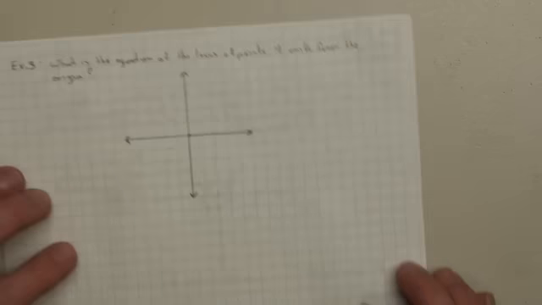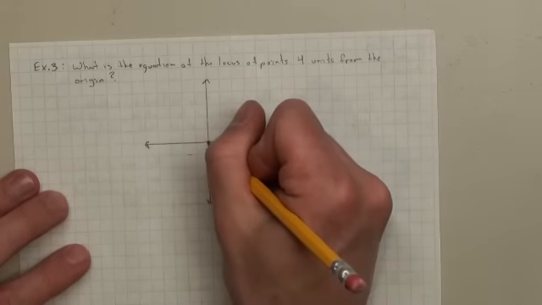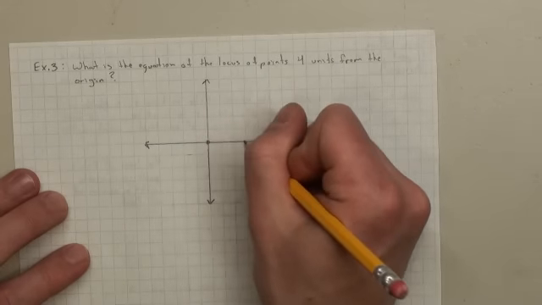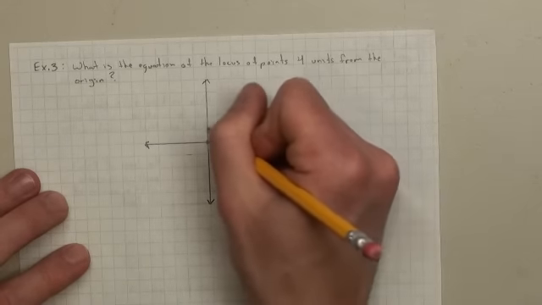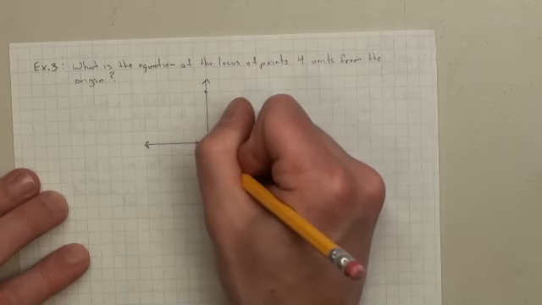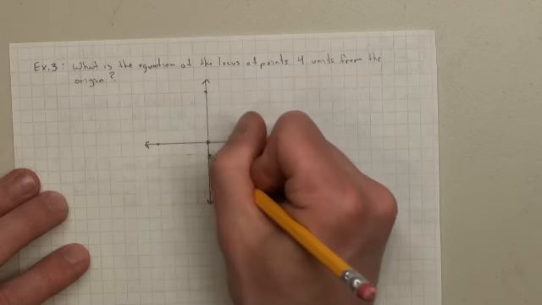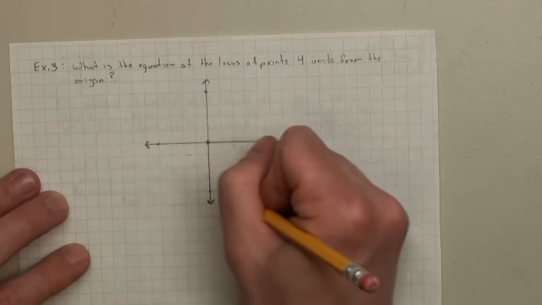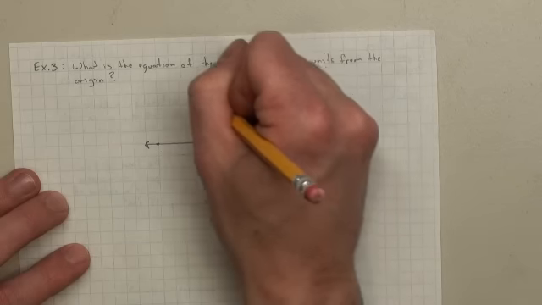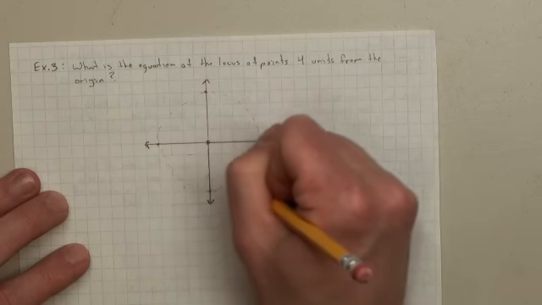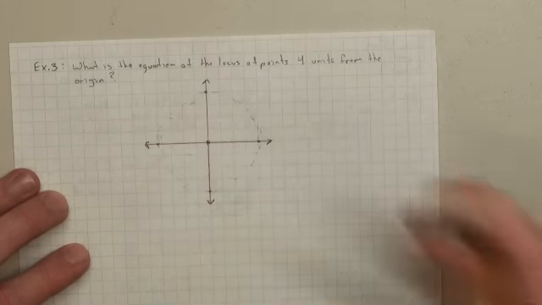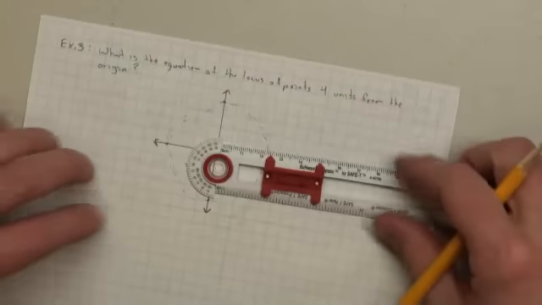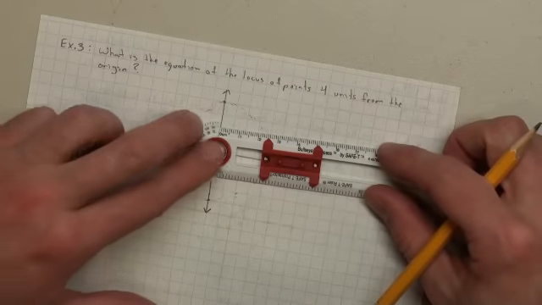So 4 units from the origin. Here's my origin. 1, 2, 3. Here's 4 units. 1, 2, 3. Here's 4 units. 1, 2, 3, 4. 1, 2, 3, 4. Plus all of the points in between that. Right? Which ends up being a circle.